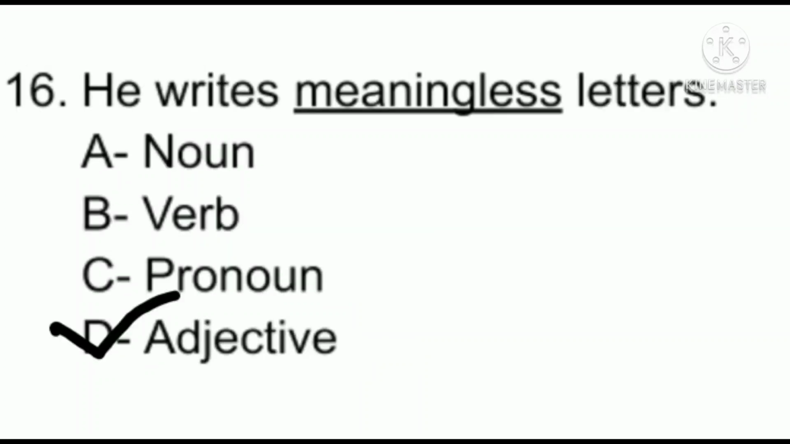Let's look into next one and the last one. It is, he writes meaningless letters. Here the underlined word is meaningless, and meaningless is adjective. The option D, adjective, is the answer for meaningless. Why adjective is the answer? Because here he writes letters is a simple sentence. But if we use meaningless here, adjective meaningless is telling how he had written the letters. Adjective means that tells more about noun. Here meaningless is telling how he had written letters, so it is adjective.